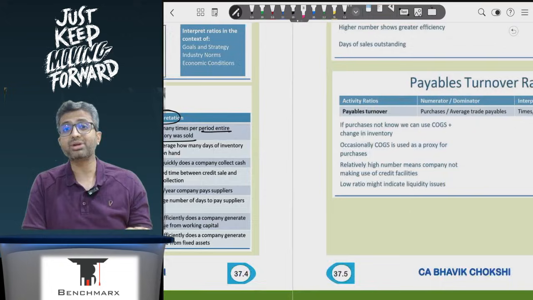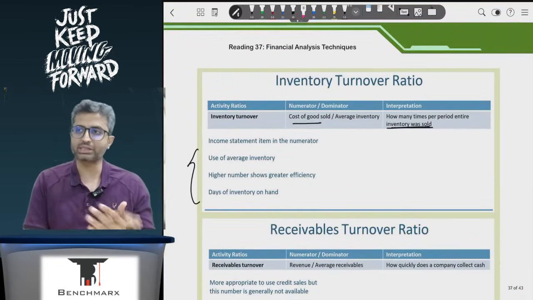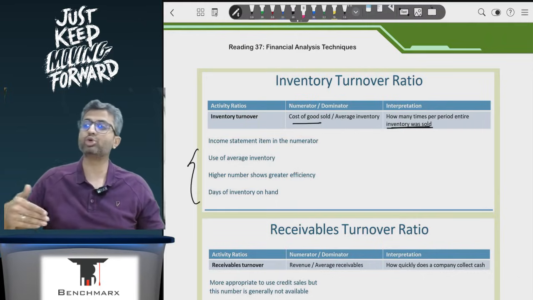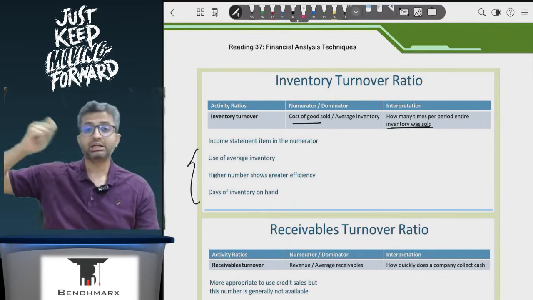Now, sometimes you might be asked to calculate the operating cycle or cash to cash cycle, in which case operating cycle is the time it takes from the time you pay cash till the time you get back cash.